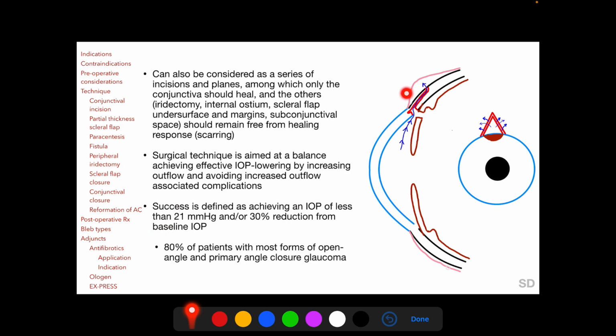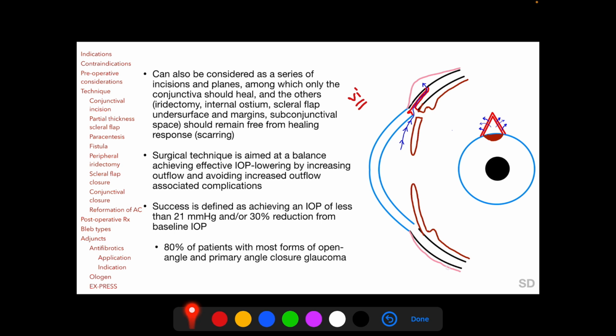So the trabeculectomy fistula can be considered as a series of incisions and planes among which only the conjunctiva should heal with scarring in order to prevent bleb leaks, which we will be discussing in the next session. And the other portions of the fistula such as the internal ostium, the undersurface and the margins of the scleral flap, the subconjunctival space, as well as the iridectomy should remain free from healing response and should not scar, and this is very important for the trabeculectomy to successfully lower the intraocular pressure in the long term.